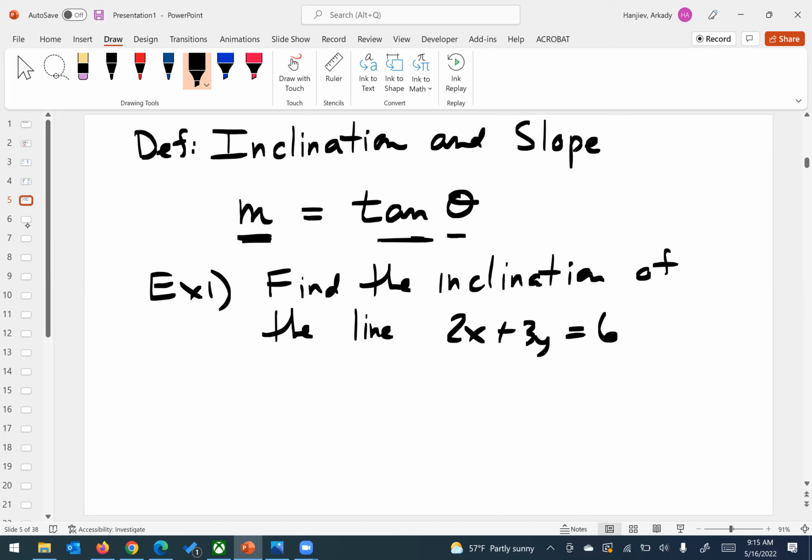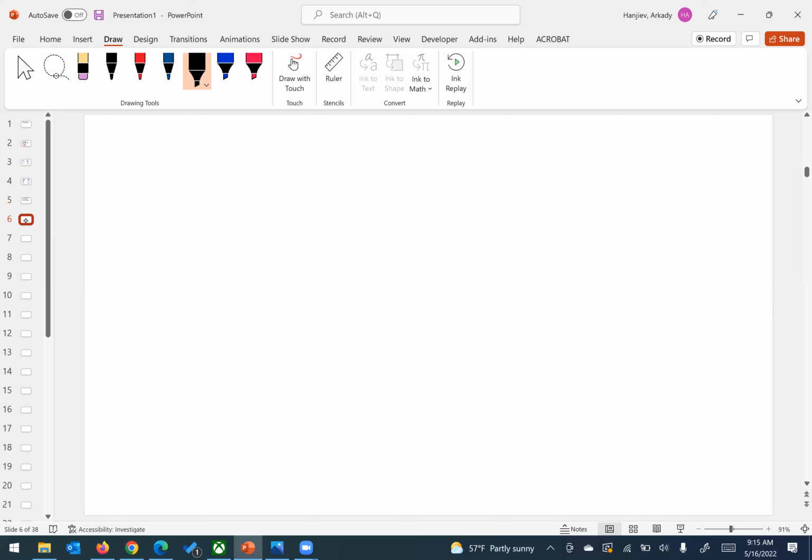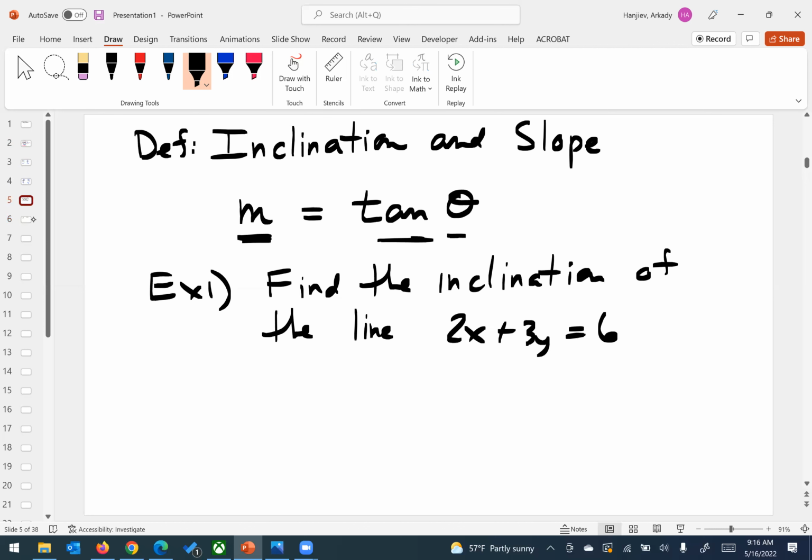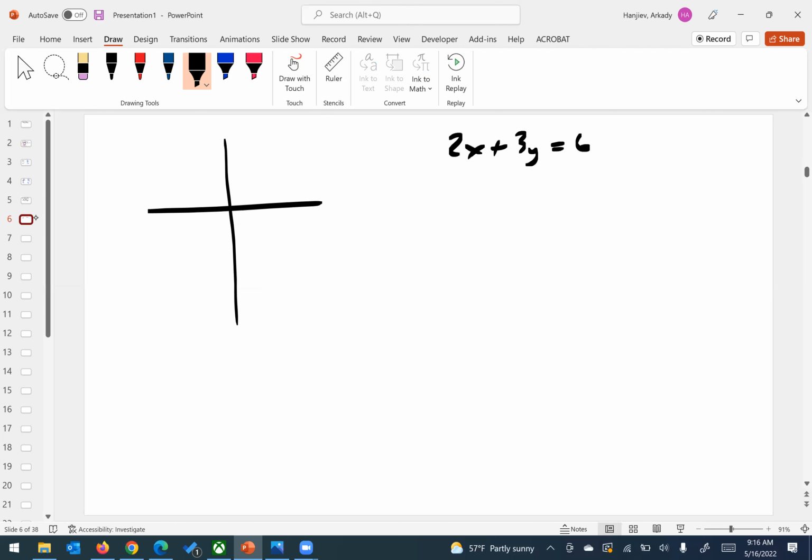Okay, so let's draw this out here. Let's first draw this line, 2x plus 3y equals 6. All right, guys, first of all, quick, draw that little line right there, and we'll see where it's coming from. 2x plus 3y equals 6.